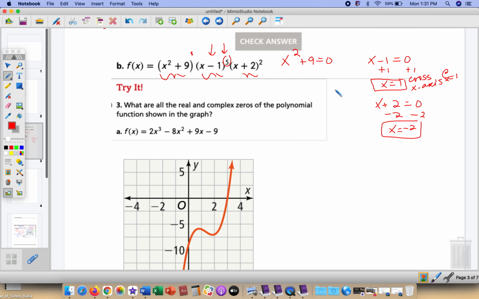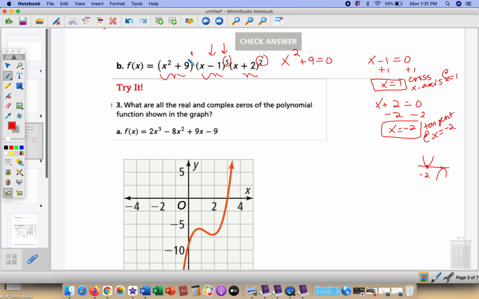So we know because x plus 2 has an even power, we're going to be tangent at x equals -2, meaning we're bouncing, right? Tangent means if this is -2, you come down and bounce back the other side. Or it could look like that, depending on the graph.